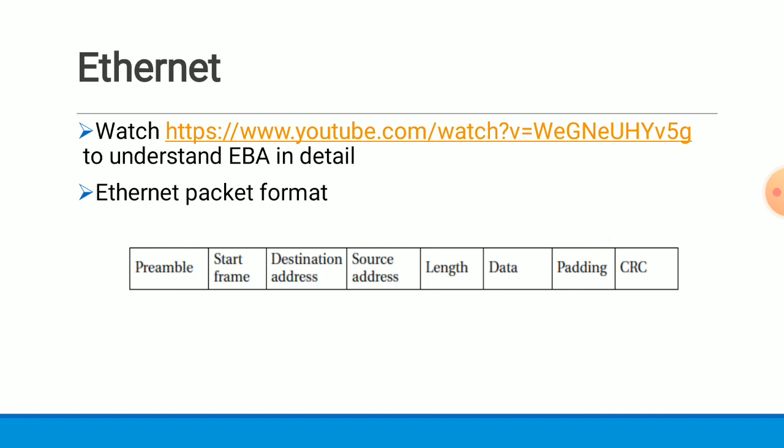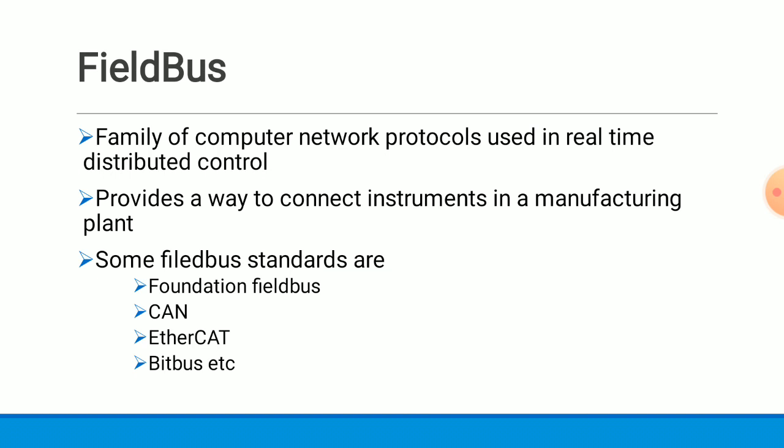Then the last field is the CRC checksum field. CRC is cyclic redundancy check, which is 4 bytes and allows detection of corrupted data. So this is the format of an Ethernet packet. That's all about Ethernet.